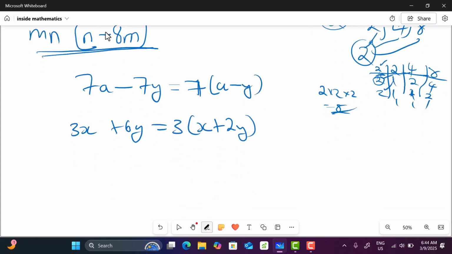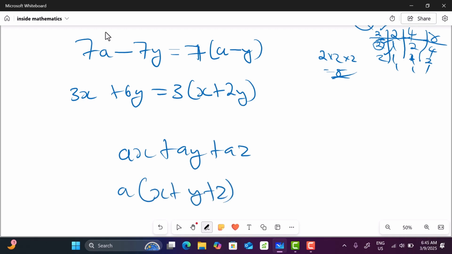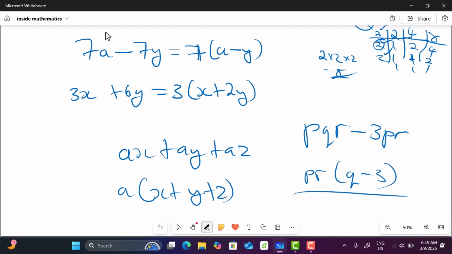Factorizing, you are just looking into pairs and seeing how best you can factorize them. For example, you have ax plus ay plus az. When you look into this, a is the common factor of everything. So it will be like this. Just like that. If you look maybe at pqr minus 3, let's say p and r, the common factor there is p and r. We remain with q minus 3.